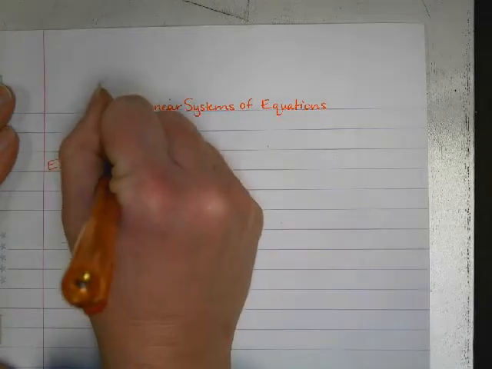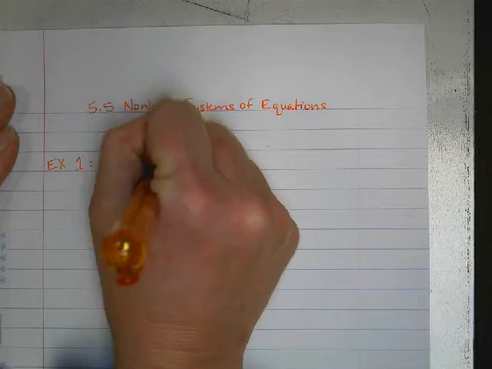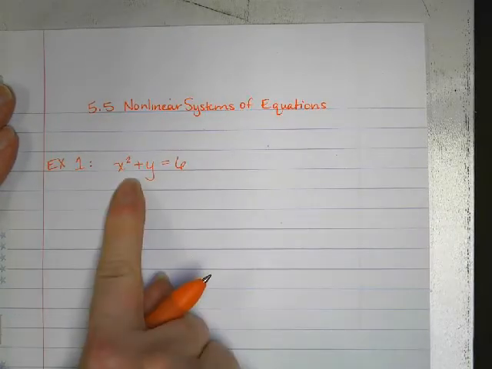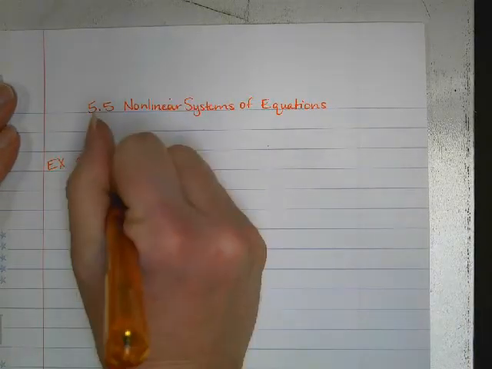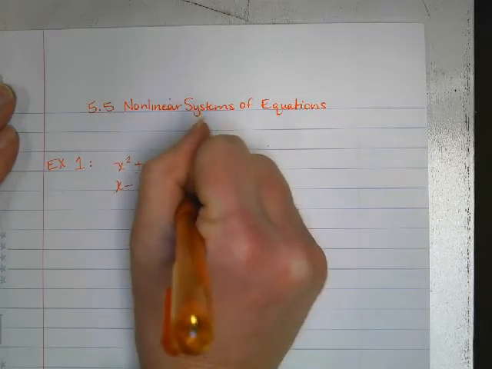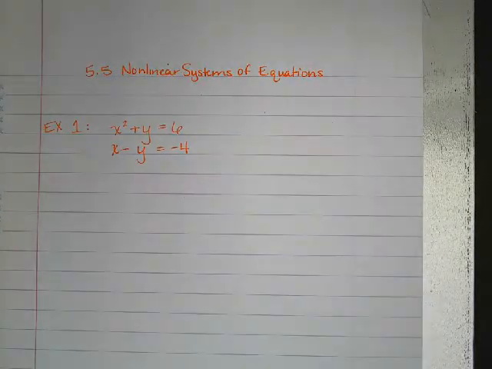Here we go. These are examples. These are nonlinear systems. So what that means is one of the two, or maybe both, are not linear. Like this one is obviously x squared, so it's a parabola. In this first one, the first equation is nonlinear, but the second equation is linear.